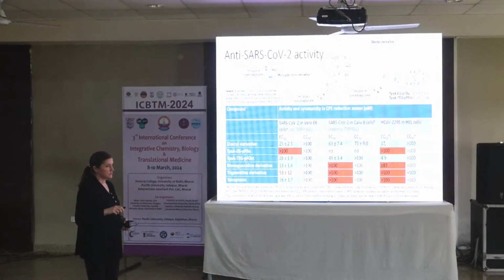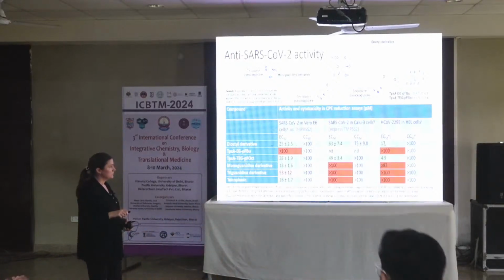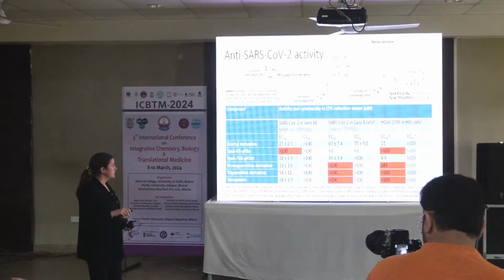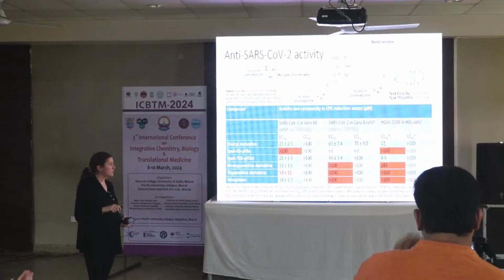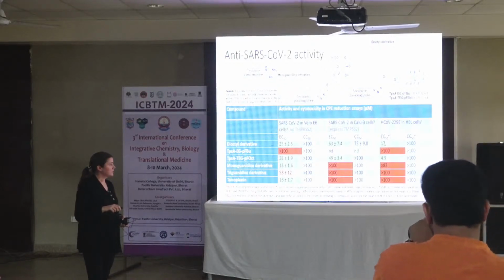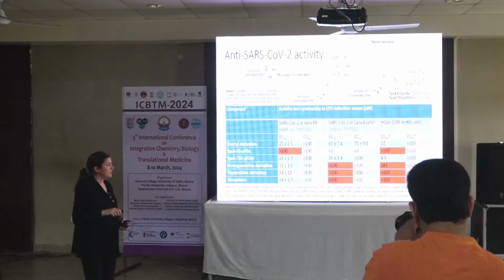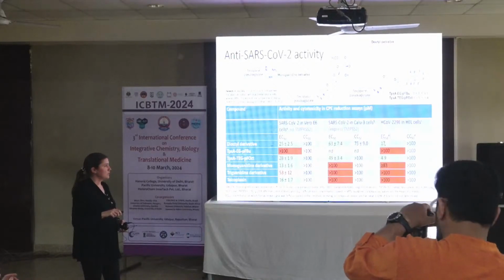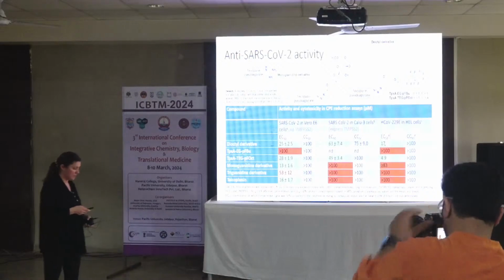Calu-3 cells are lung epithelial cells, and they express TMPRSS2. In this case, just two derivatives were active, the diethyl derivative and the perfluorooctyl derivative. And these derivatives were active against the human 229E type of coronavirus.